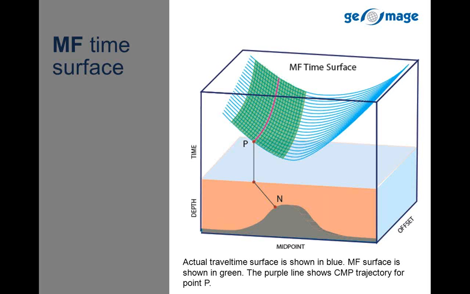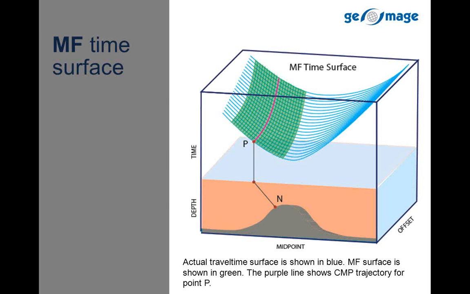So here we see some very simple model, which is shown in depth and midpoint and offset axis, and the travel time surfaces, which in blue we see the actual travel time surface, and in green we see the travel time surface, or part of the travel time surface, which approximates the blue surface around the imaging point P. The purple line shows the traditional CMP, common midpoint trajectory for this point.